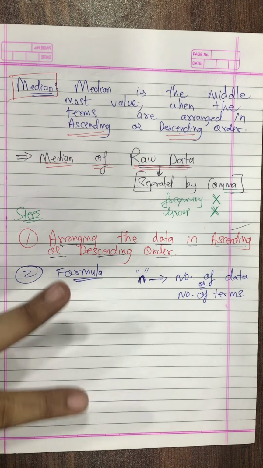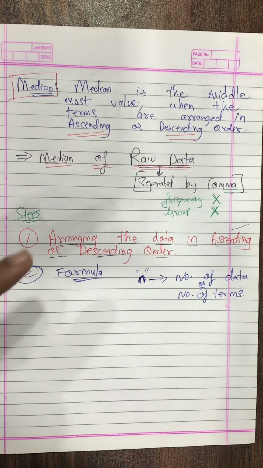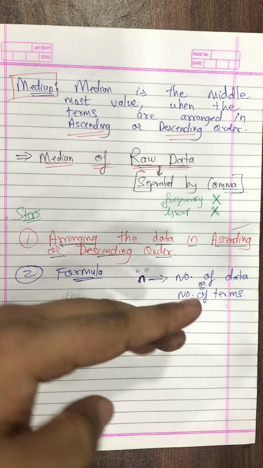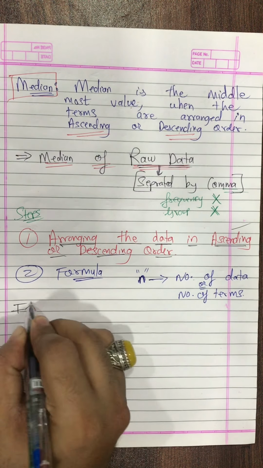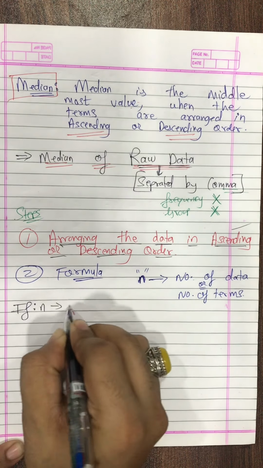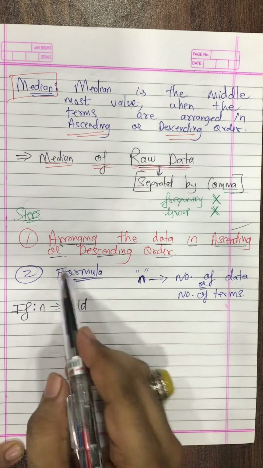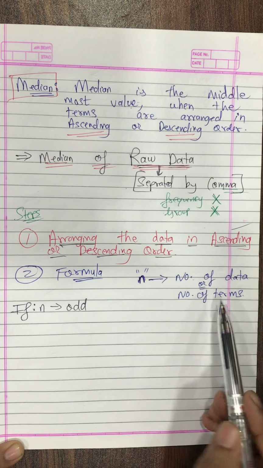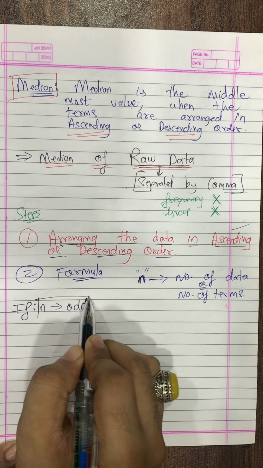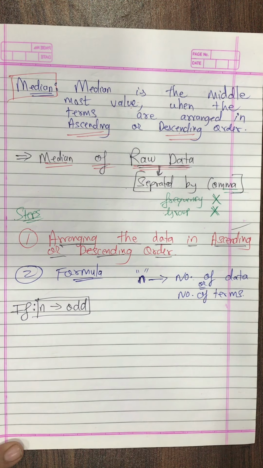So we have two different formulas, students. If n is even, we have a different formula. If n is odd, we have a different formula. Let's see the first formula. If n is odd, that means, as I told you, the data is separated by commas, so if you count the number of terms and the number of data is odd.